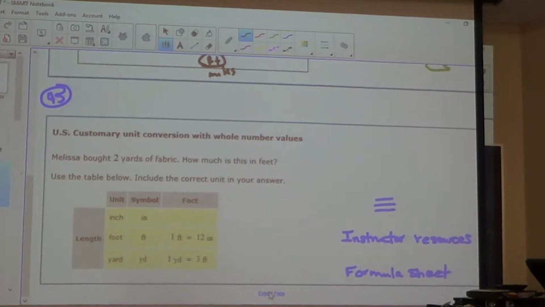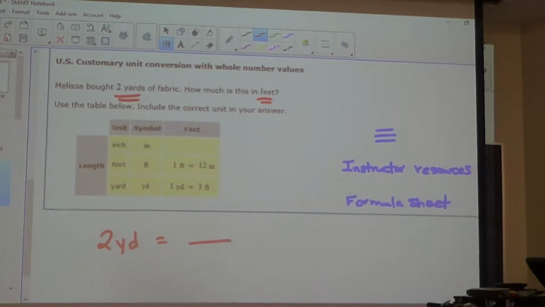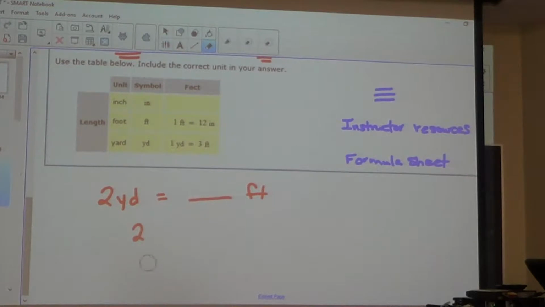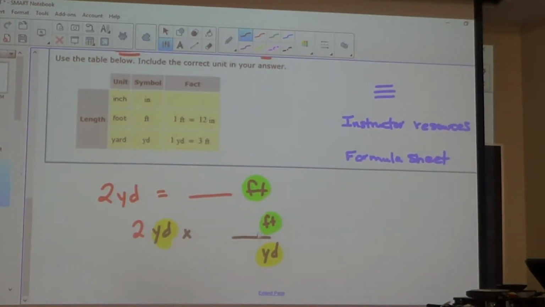All right. Now, we started talking about this, but I want to make sure you understand. This says 2 yards is how many feet? 2 yards equals blank feet. The units that you were given, you want those to go down here. It is critical how you set this up. Whatever units you were given goes on the bottom. Whatever units you try to find, that goes on the top. So this is your sum. Listen, this is your sum.